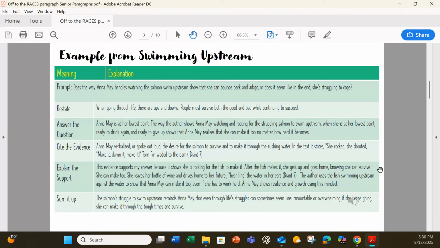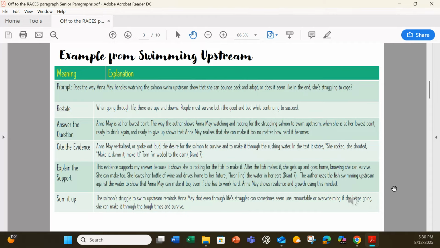The author uses the fish swimming upstream against the water to show that Anna May can make it too, even if she has to work hard. Anna May shows resilience and growth using this mindset. So this entire explanation is to prove to my reader that this quote answers the question and supports it.